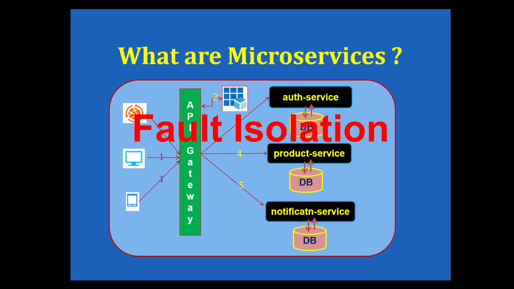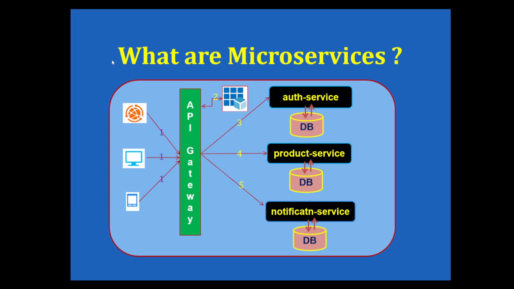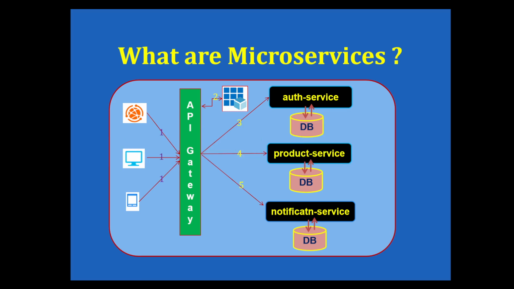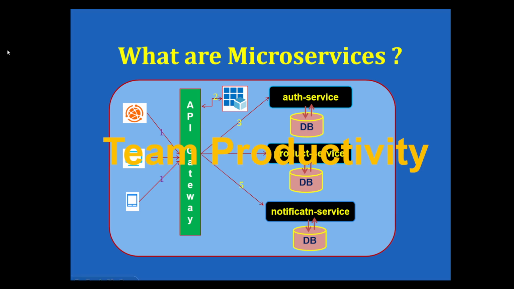Fault tolerance or isolation. If one microservice fails, it does not necessarily bring down the entire application. Easy maintenance and updates, like microservices are loosely coupled, making it easier to modify, update or replace individual components. Better team productivity. Small and cross-functional teams can focus on independent services. This will encourage agile development and faster iteration cycles as well.